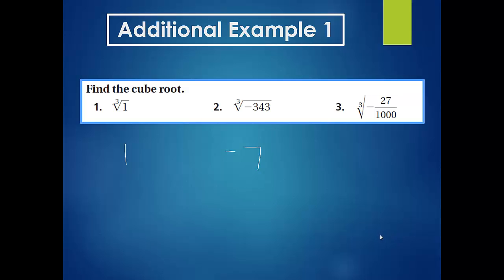And for number 3, we want to find the cube root of negative 27 thousandths. If we multiply negative 3/10 times negative 3/10, we get 9/100. And then if we multiply that by negative 3/10, we get negative 27 thousandths. So the cube root of negative 27 thousandths is negative 3/10.